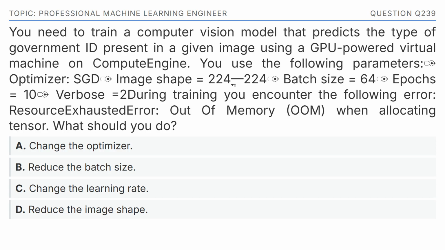What should you do? The options are: Option A, change the optimizer. Option B, reduce the batch size. Option C, change the learning rate. Option D, reduce the image shape.